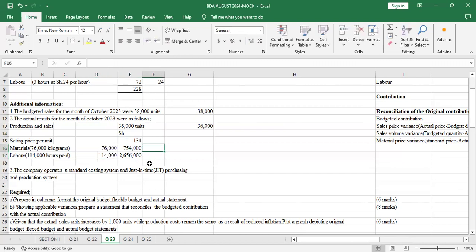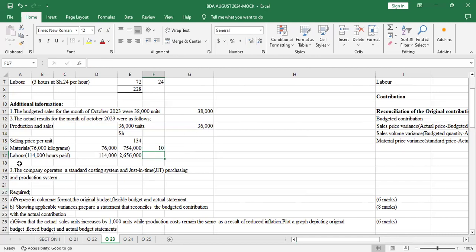So for the material, the actual per kg, we'll take 754 and divide by 76,000. So we'll have 9.9. Let me reduce the decimals to have a whole figure, so it will give me 10.